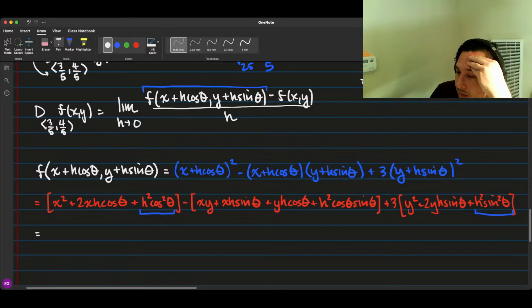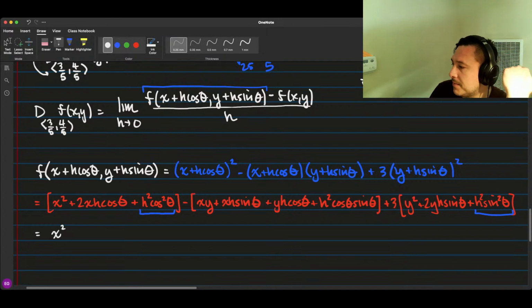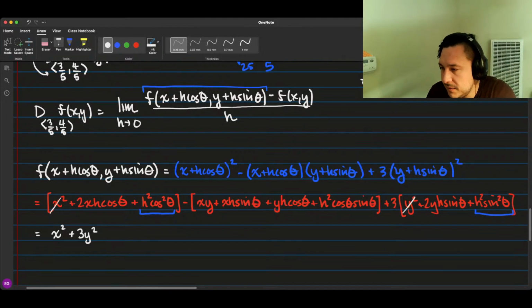Well, let's talk about the things that definitely aren't going to cancel. The x squared, nothing happens there. Okay, so what should I probably put next to it? The 3y squared. Okay, and let's just write a line through it. Done with that.